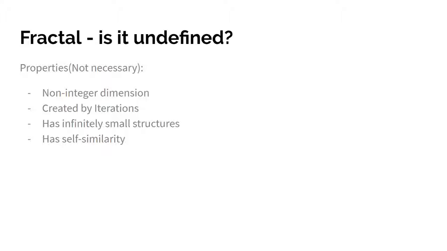Some properties of fractals include non-integer dimension, so that the geometric shape in its ideal form has a dimension number that is not a whole number, so you'll never be able to measure some of its geometric properties. For example, you might not be able to measure the length of the coastline because the more precisely you measure, the longer the coastline will be.